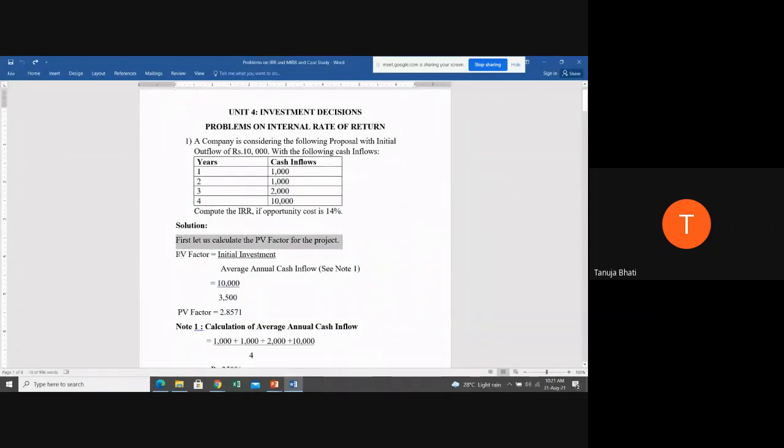How do you calculate the PV factor? It is initial investment divided by average annual cash inflow. What is the initial investment already given in the problem? The cash outflow is rupees 10,000. You will write this as 10,000. Next, average annual cash inflow. Is it readymade given in the problem? No, so we have to calculate it.